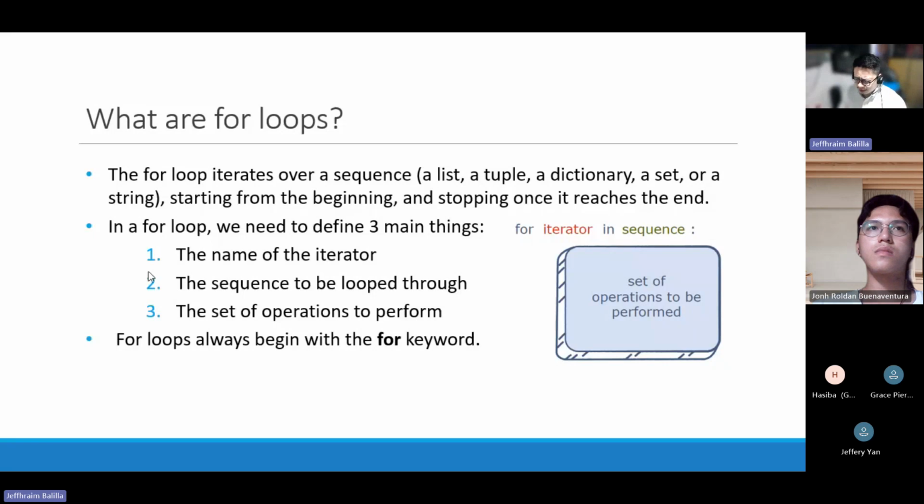So the structure is similar to the structure of the if statement, right? That is, you still use this colon, and then after that, you need to define what set of operations you need to perform on each of the elements in the sequence. Okay, so for loops always begin with the for keyword. So automatically, once the system sees that for keyword, it would think that you're trying to define a loop, a for loop specifically.